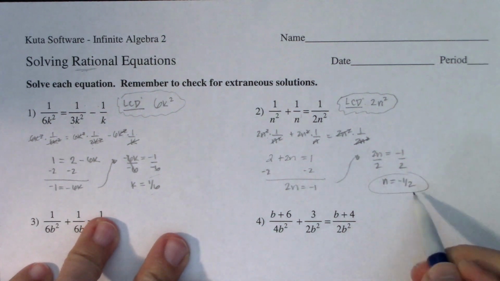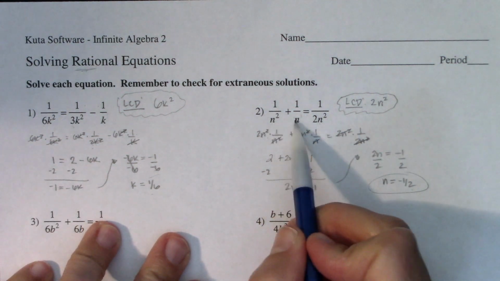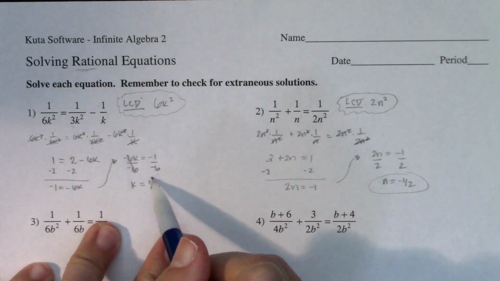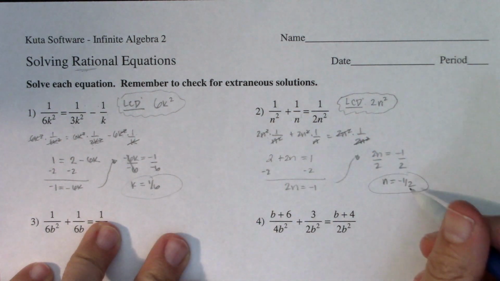That's great. I will keep this answer because that does not make my denominator 0. So for number 1 and 2, I got k equaling 1/6, n equaling -1/2.